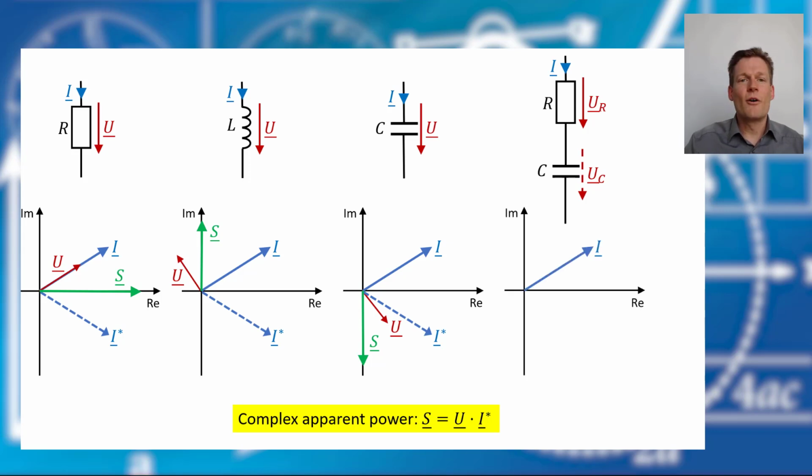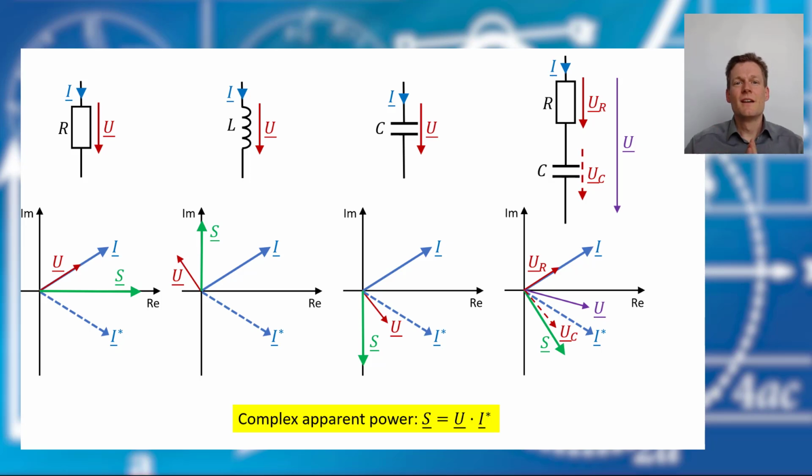If we start with our current, we know that the voltage drop at the resistor is in phase, and the voltage drop at the capacitor is lagging. And that means if we want to calculate the total voltage, it is the sum of the single voltages, and this will look like this. And now we need our conjugate complex current, and if we multiply our total voltage and this conjugate complex current, the result is here.